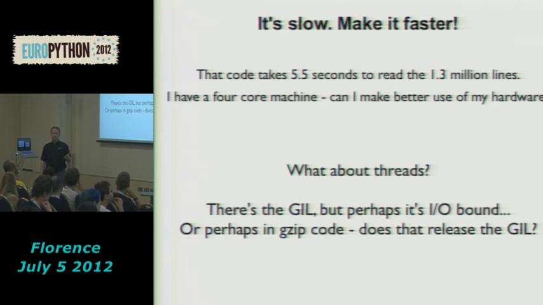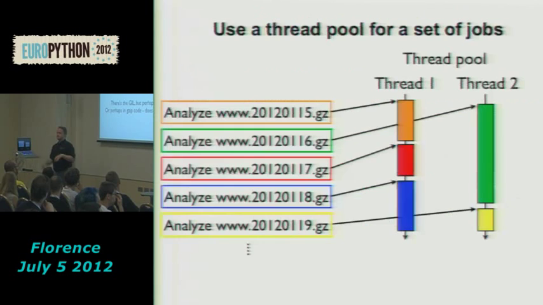What about thread programming? You've all heard about the GIL, but maybe this is a case where the GIL is not a problem. I'm doing file I/O. File I/O releases the GIL, and maybe a lot of time is being spent in C code for the gzip library. Maybe it's okay. So I want to use threads and see what happens. And the way to do this typically is to make a thread pool.